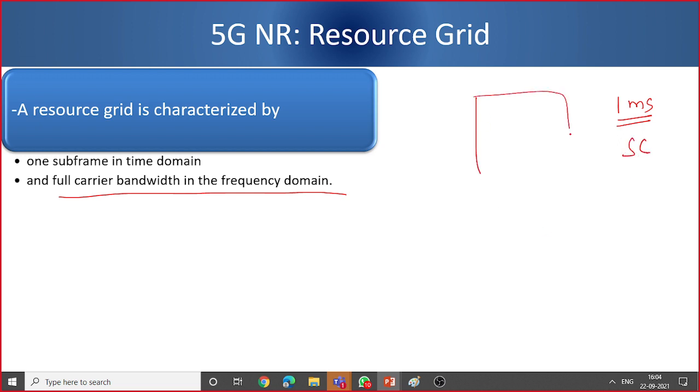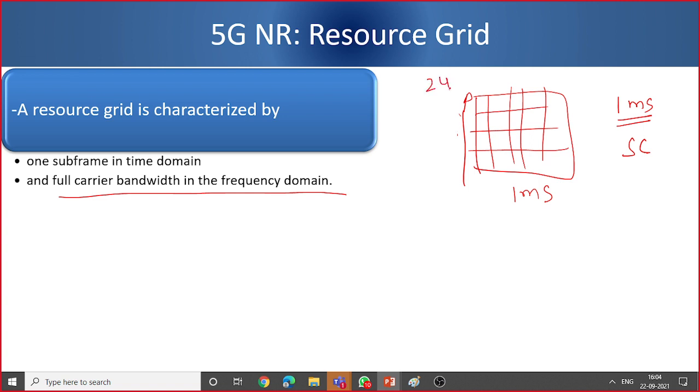So I drew that table, grids like this. This is your 1 millisecond. You can have either 14 symbols or 28 symbols or 56 symbols depending upon numerology. And I'll have a number of subcarriers depending upon how much bandwidth I have, right? Minimum I need to have 24 RBs, if you recall last lecture, that is 24 into 12 subcarriers, or say 275 RBs in case of FR1 frequencies. So that many subcarriers I will be having, and this is my resource grid.